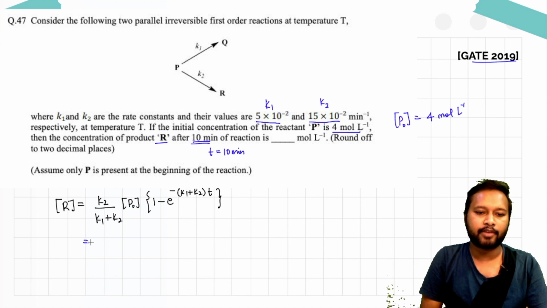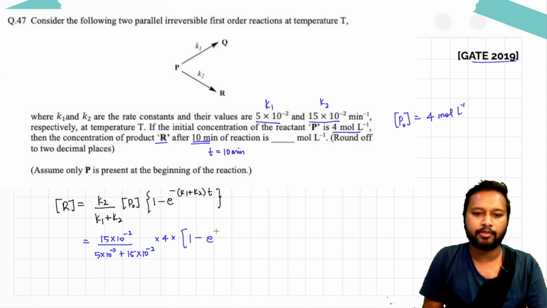Now let's put these values. K2 is 15 into 10 to the power minus 2. K1 is 5 into 10 to the power minus 2, so K1 plus K2 is 5 into 10 to the power minus 2 plus 15 into 10 to the power minus 2. The initial concentration is 4 moles per liter, so let it be. And then I have 1 minus e to the power minus (K1 plus K2). Again you can just put the values. Since the power of 10 is the same, 15 plus 5 will be 20. So I'll write 20 into 10 to the power minus 2, and into time, which is 10 minutes. I have just kept all the things.